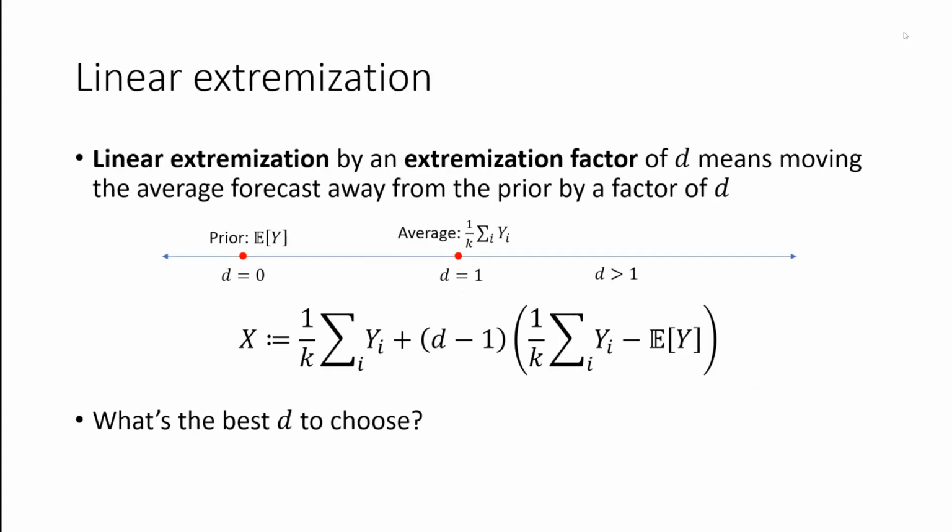Now, how might you want to extremize? The simplest thing that you might think to do is to linearly extremize, meaning to pick some extremization factor of d, and then make your aggregate by moving the average away from the prior by a factor of d. So if you set d equal to 1, you'll just return the average. And then for d larger than 1, that's when you're extremizing. So what is the best d to choose? And given that choice of d, can we beat what we got in the setting where we did not know the prior?